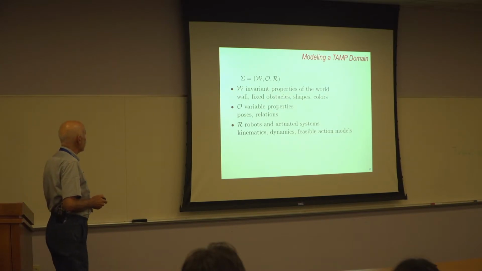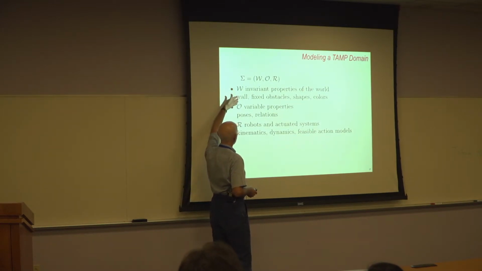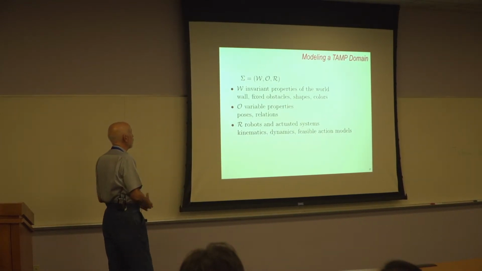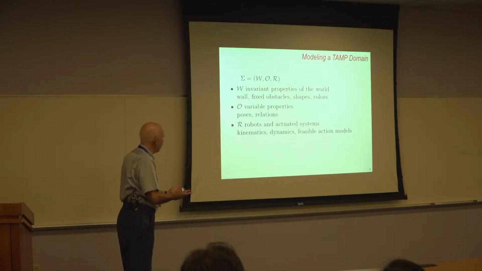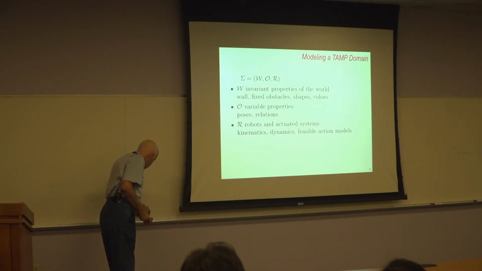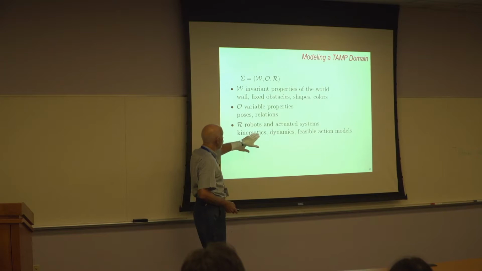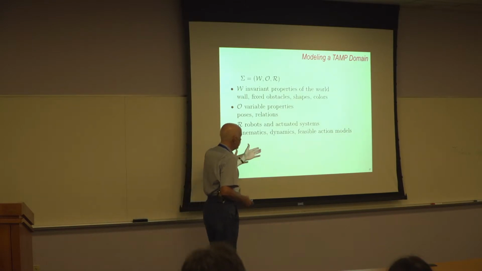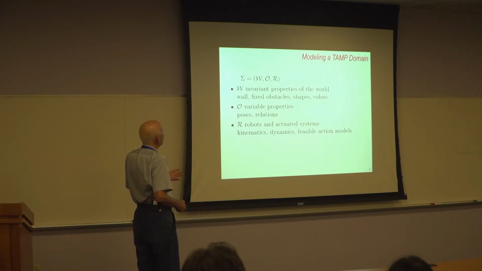So how do I model a task problem? Basically I need a triple of the environment properties of the world. What are the walls, the fixed obstacles, the shape and the colors of objects and so on, I'm going to work in. I need to define the variable properties of the world, the poses of the objects, and the relationship of which object stands where with respect to another object. This is put on top of that and so on. And I need a description of the robot or the robots and all the actuated systems that will act in this environment in terms of kinematics, dynamics, feasible action models, including non-metric actions. So these are the three main components that I need to describe.